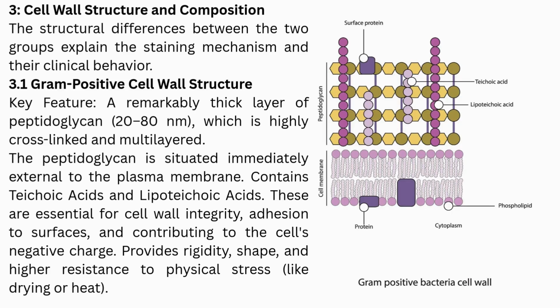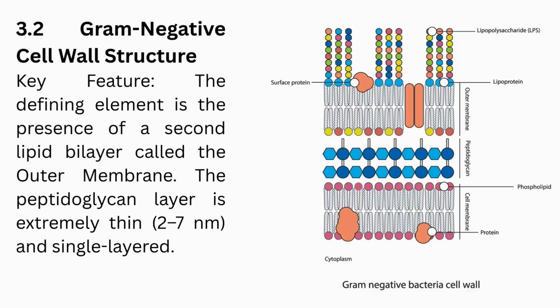The peptidoglycan matrix contains teichoic acids and lipoteichoic acids. These are polymers of glycerol or ribitol phosphate that extend through the peptidoglycan and aid in cell wall maintenance, adhesion, and ion regulation. When alcohol is applied, the thick peptidoglycan layer becomes severely dehydrated and shrinks, closing the pores and effectively trapping the large crystal violet-iodine complexes inside the cytoplasm, making the cell resistant to decolorization.